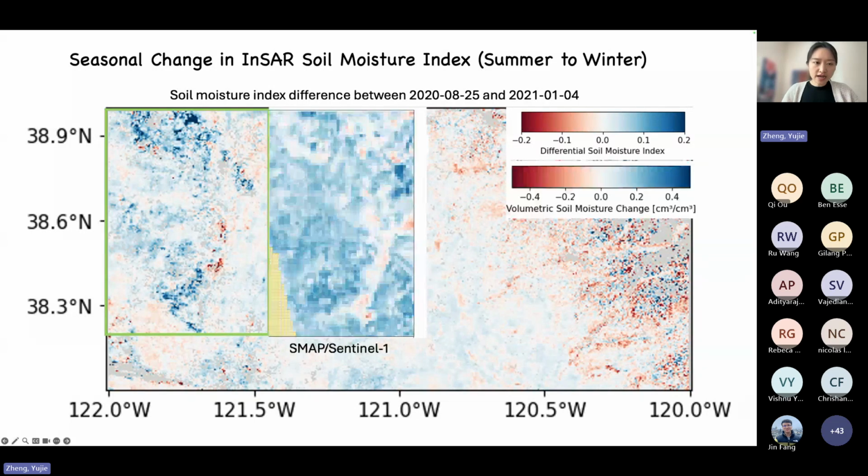And we can compare that with the SMAP Sentinel-1 level 2 products. We see general consistencies between the InSAR soil moisture index and the SMAP Sentinel-1 products. But obviously, the InSAR products have much higher spatial resolution.